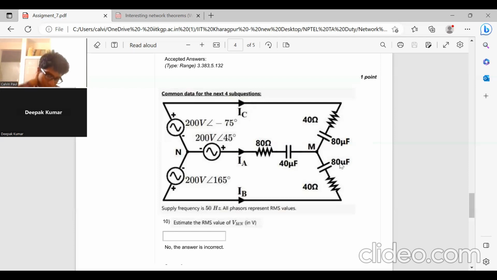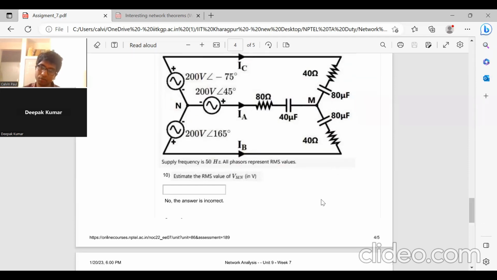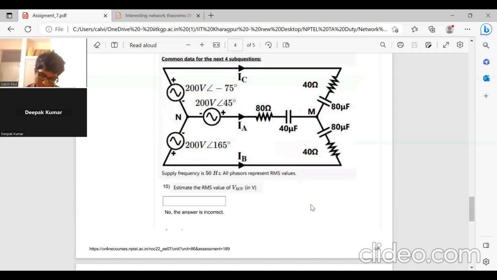If this is not equal, what will happen? Then unequal currents are flowing. Now, we found IA to be 2.12, but IB is 3.24 and IC also is 3.24. But ideally, what we want is IA, IB, IC to have the same value. Okay. Unbalanced load. This is an unbalanced load. Yeah, this is an unbalanced load. Okay.